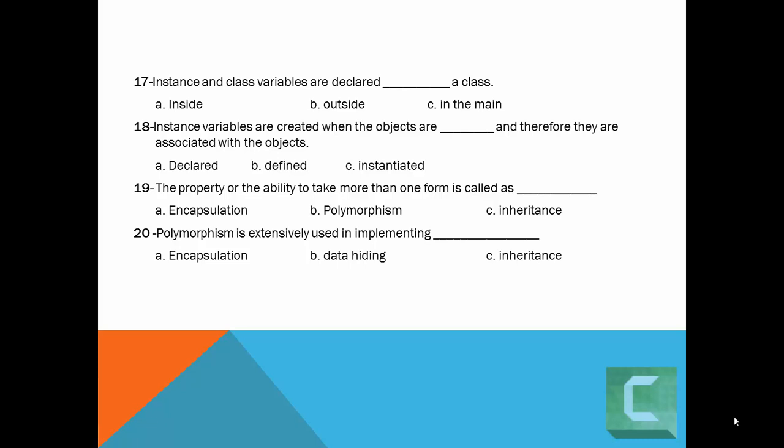Instance variables are created when the objects are, and therefore they are associated with the objects. So once your instance is created, the instance creation will happen when the object is instantiated. So the answer of this question is C, that is instantiated. When your object is instantiated, that is the instance of the class, then all the variables and methods will be bound to that object.